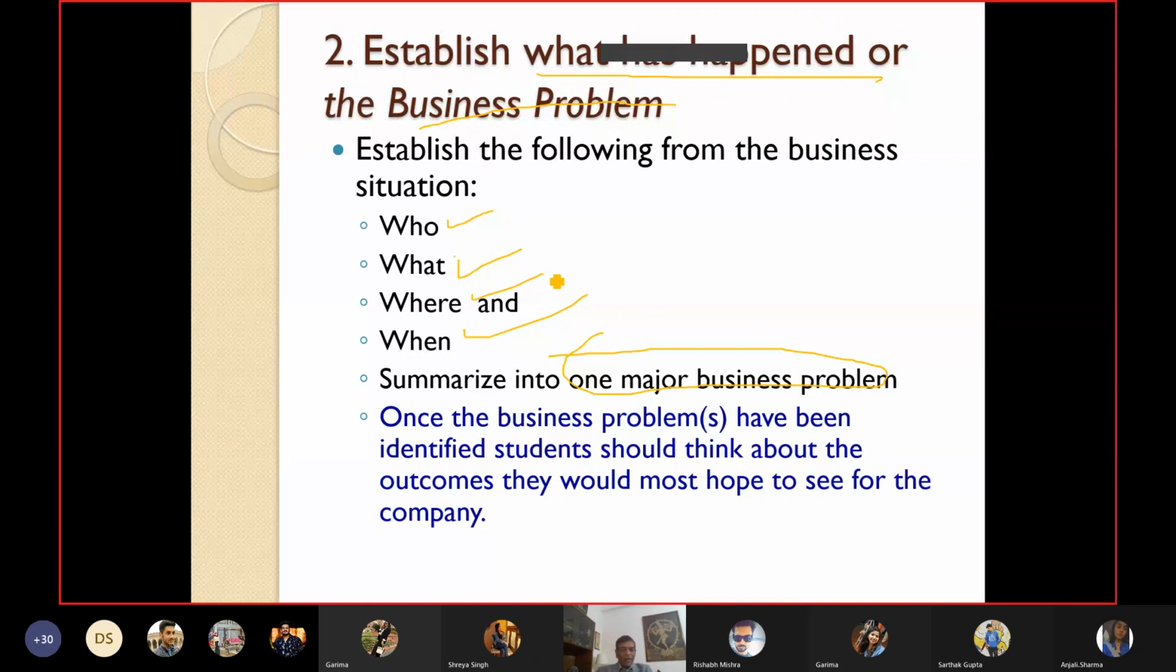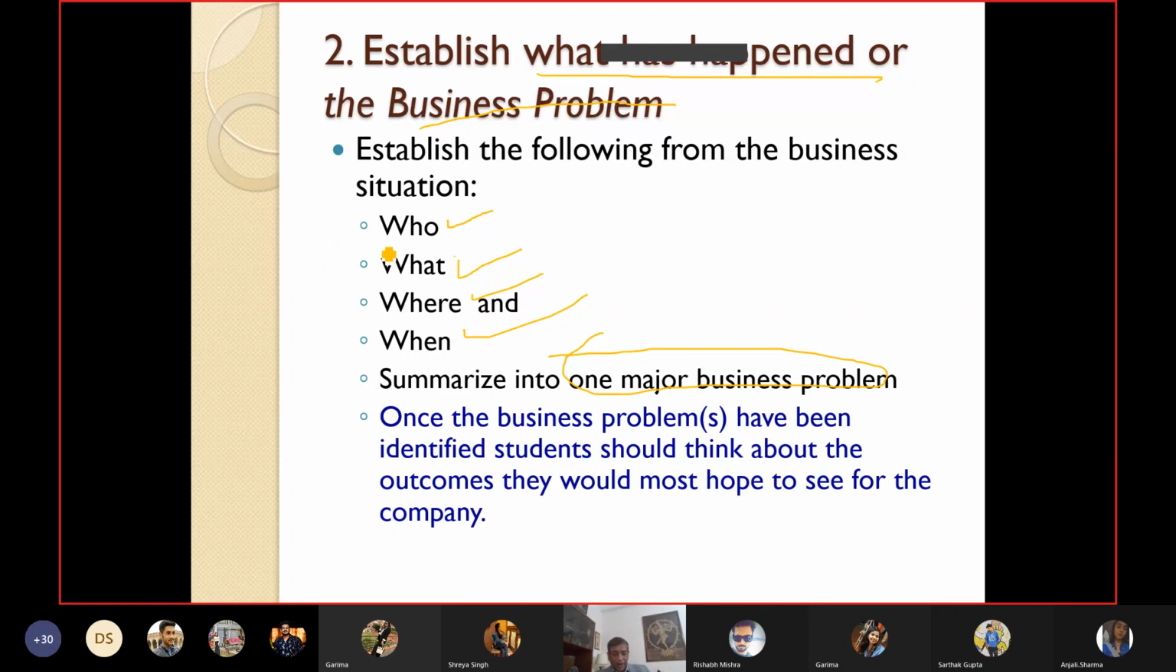Who, what, where, when. The four W's. Who, what, where, when. So therefore, look at the events, arrange them chronologically, then see what the major problems were, who caused it, what caused it, where did it happen, when did it happen, and why.